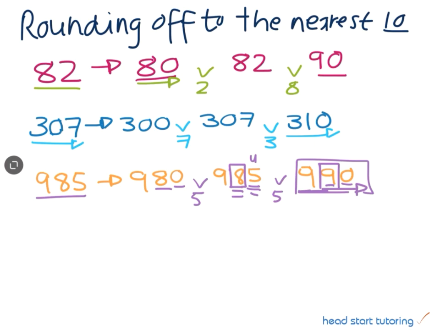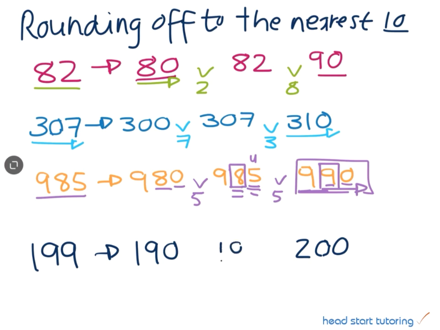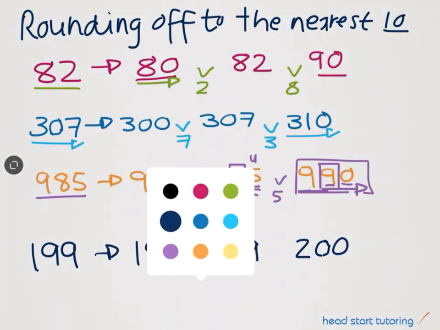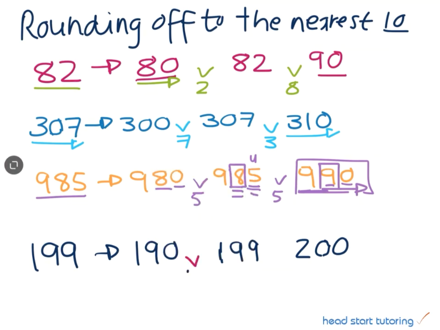So if we have a look at the number 199, 199 lies in between the multiples of 10, 190 and 200. So we've got 199 there in the middle. And if we have a look at the difference between these two numbers, 190 and 199, we see that there's a difference of 9, and the difference between 199 and 200 is just 1.